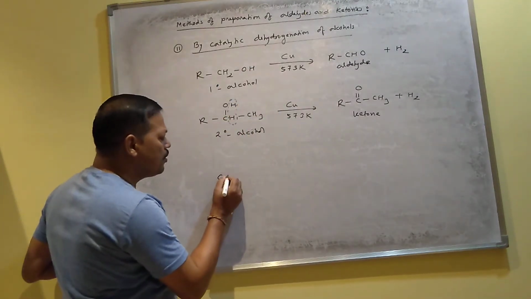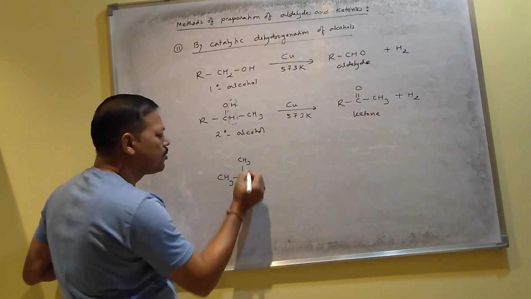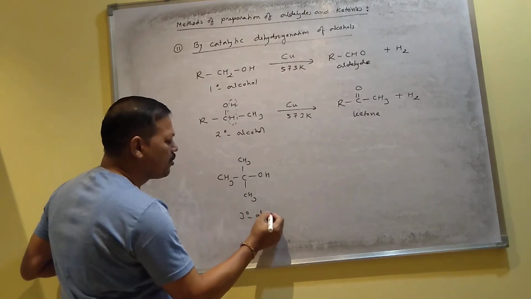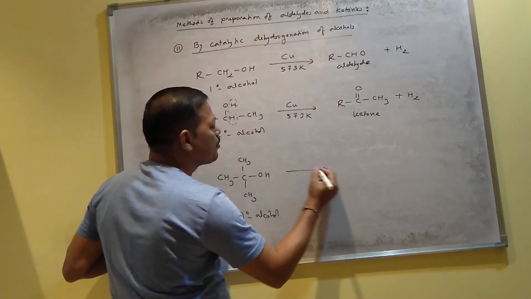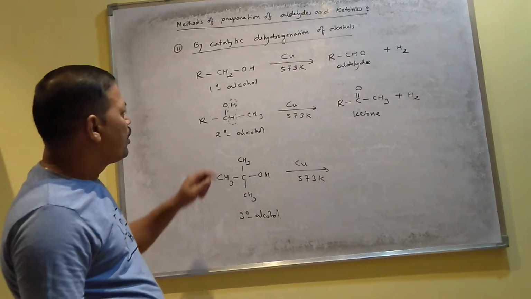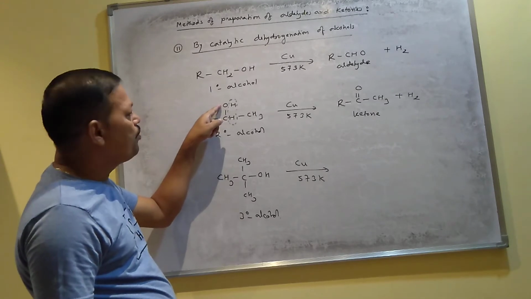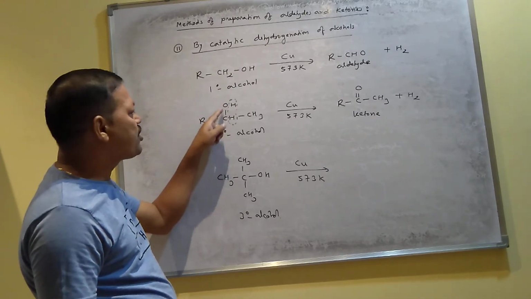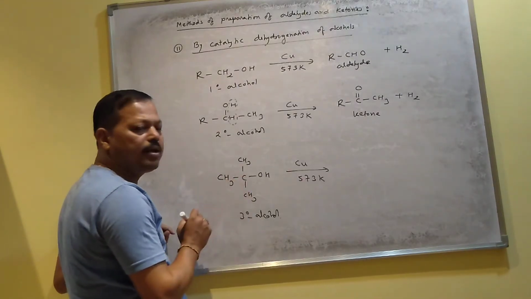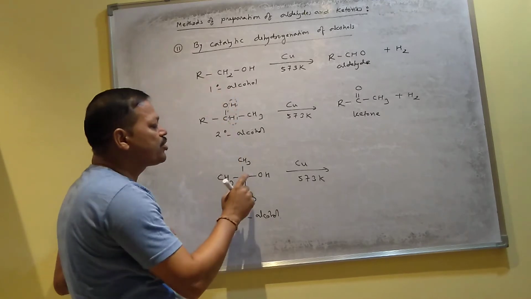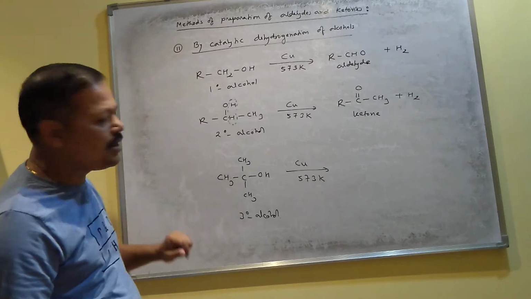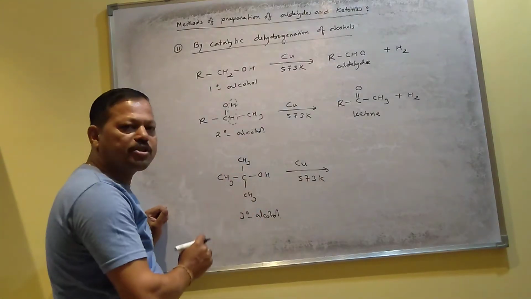But if you consider tertiary alcohol, suppose this is a tertiary alcohol, 3 degree alcohol. If you apply copper at 573 Kelvin, one hydrogen is removed from the functional group and another hydrogen is removed from the functional group containing carbon. Here the functional group containing carbon does not have any hydrogen. That's why dehydrogenation is not possible here in case of tertiary alcohol. You can do dehydrogenation for primary and secondary, but for tertiary dehydrogenation is not possible.